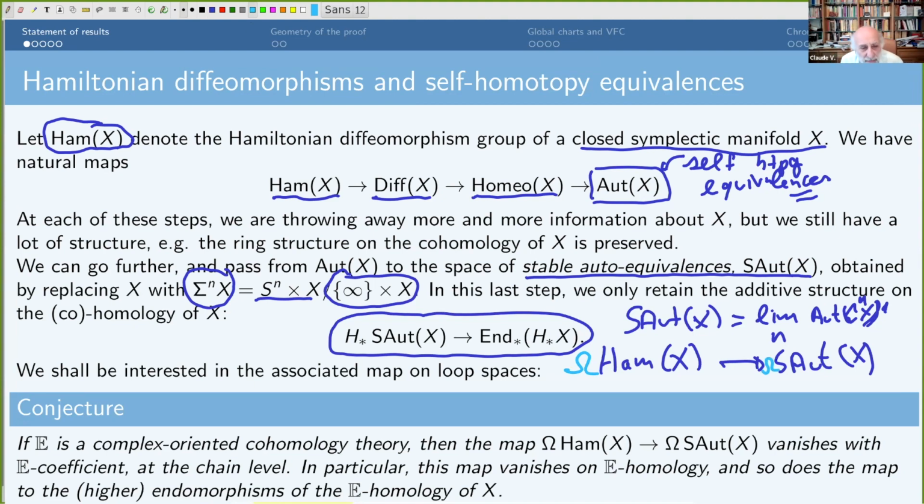What do you say about the map from S Aut to End, the endomorphisms? Yes. So what is an element of the homology of S Aut? An element of the homology of S Aut is a cycle. I understood how it's constructed. I just wondered, do you claim that it's injective, surjective, bijective, something? I will make a claim in one second that is completely precise, but right now I have no claim yet about that.